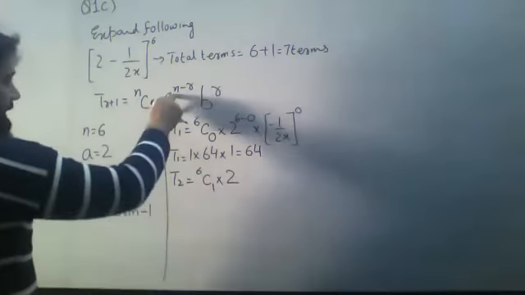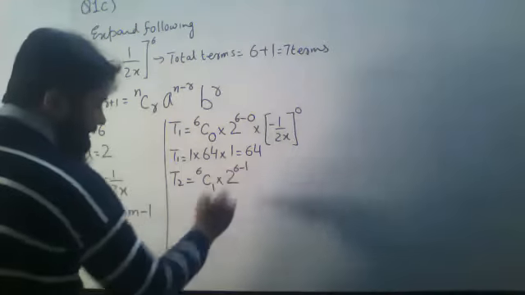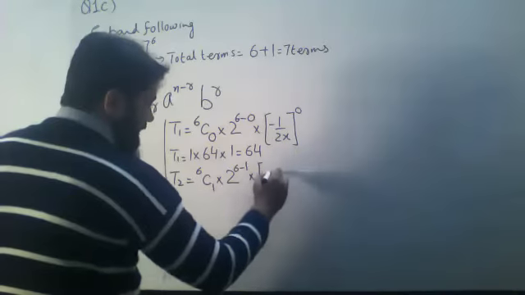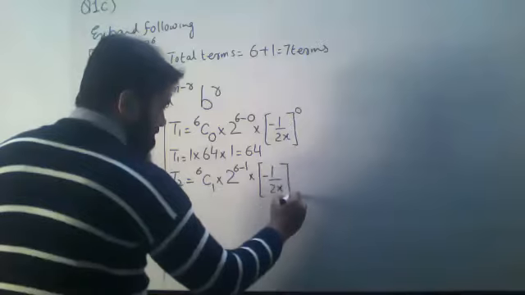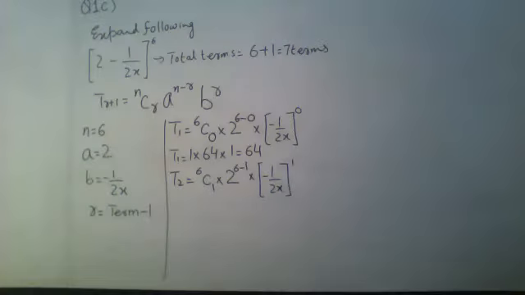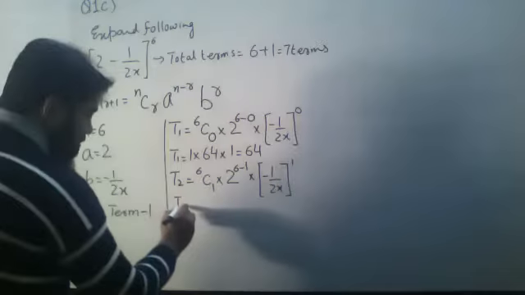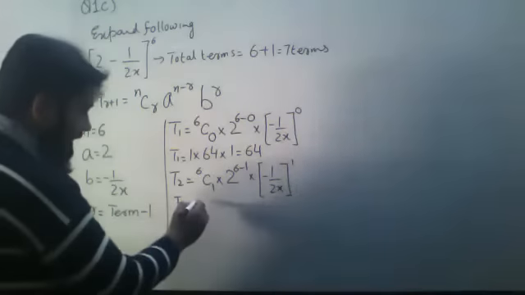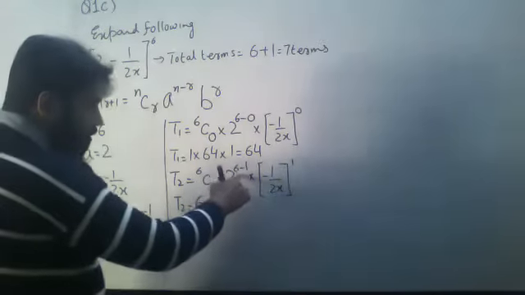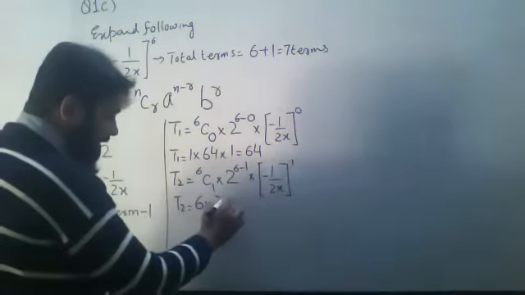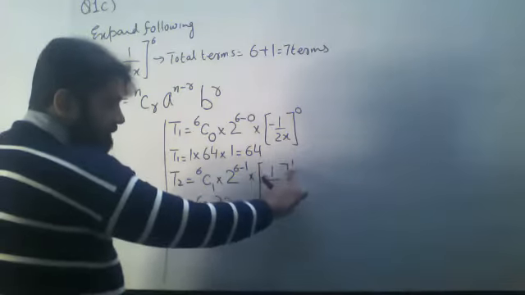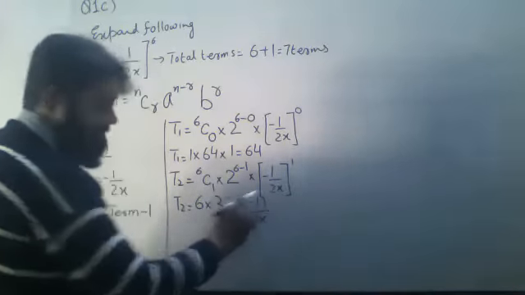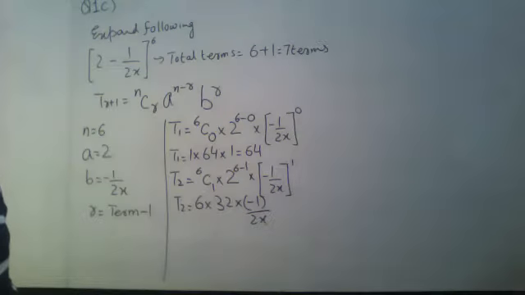That is 2. N minus R, that is 6 minus 1. B to the power R means minus 1 over 2x power 1. Okay. So T2, 6C1. You can use your calculators. So 6C1, the answer will be 6 into 2 to the power 6 minus 1, which is 5, that is 32. Power is odd, so minus will remain minus 1 upon 2x.